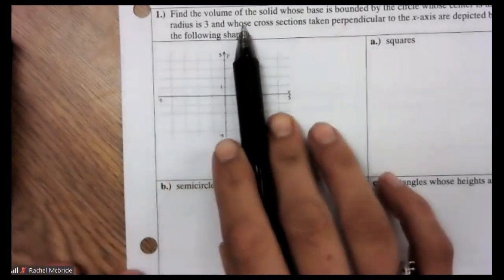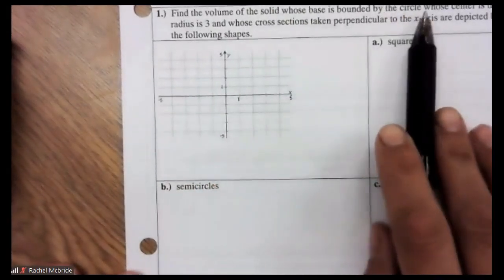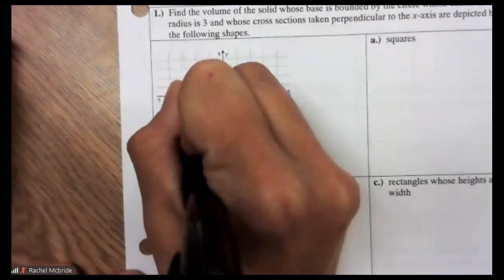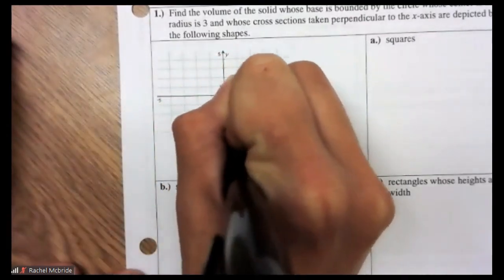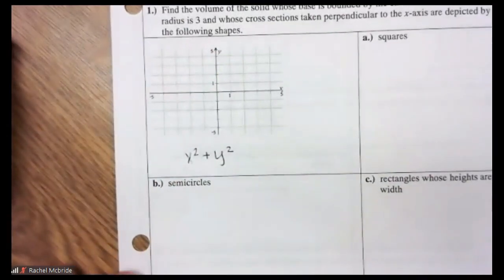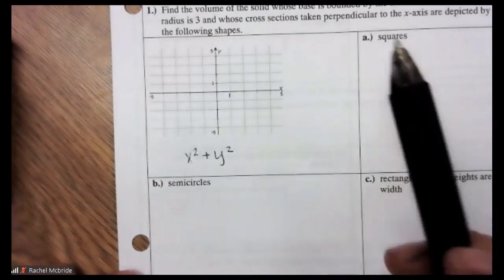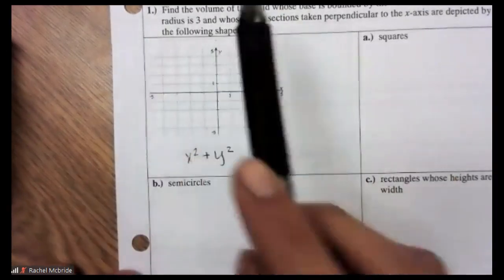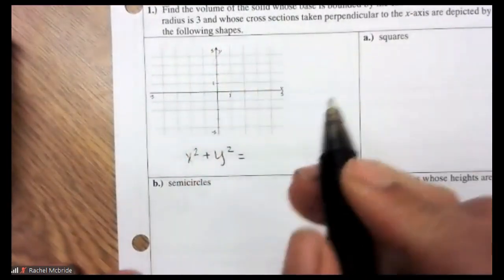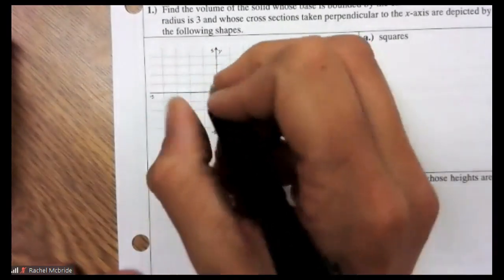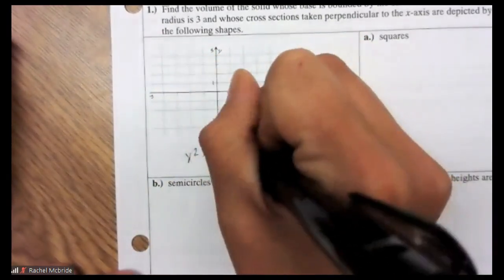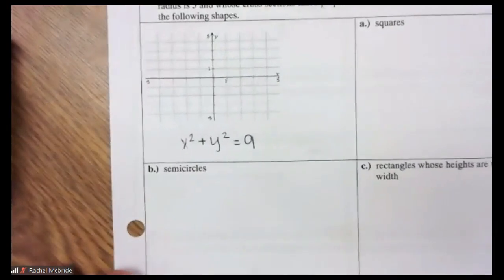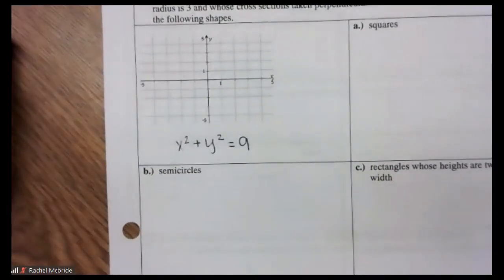Find the volume of a solid whose base is a circle. So what I would do is write out the formula for a circle. The equation of a circle is x squared plus y squared equals r squared, and it says whose radius is 3. So that means my equation is x squared plus y squared equals 9.